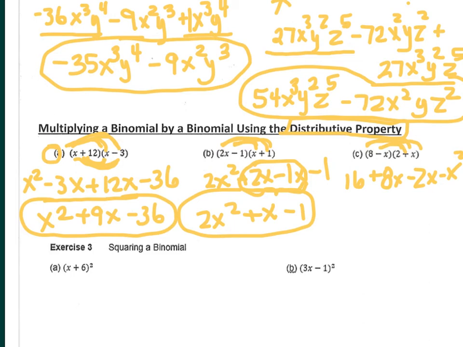I notice that I can combine my 8x minus my 2x, but I also want to write this in standard form. Remember, standard form goes from the highest exponent down to no exponent. So I'm going to write my x squared term first. It's negative x squared. I'm going to combine my 8x minus my 2x, which gives me positive 6x. And then I have a plus 16 hanging off the end.